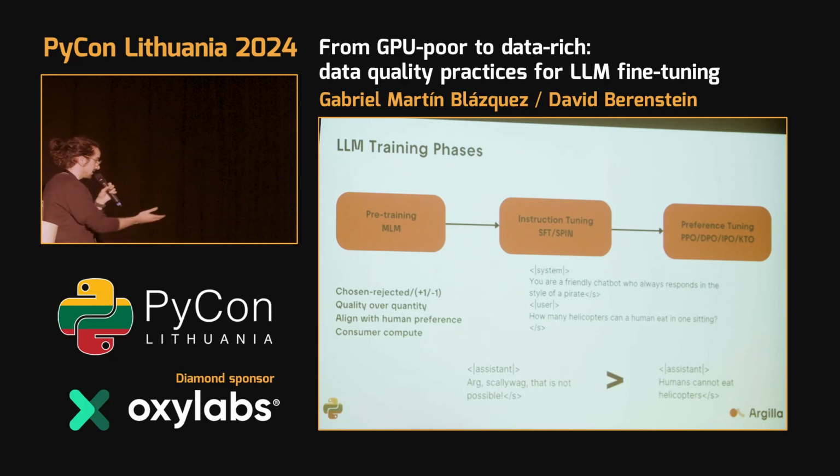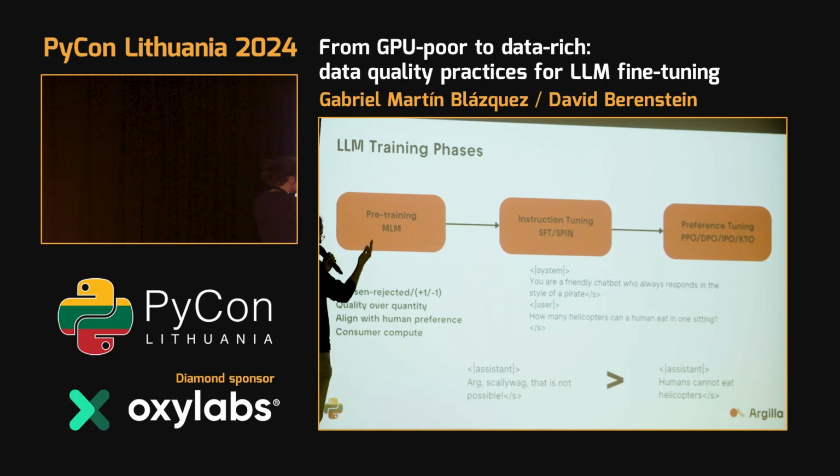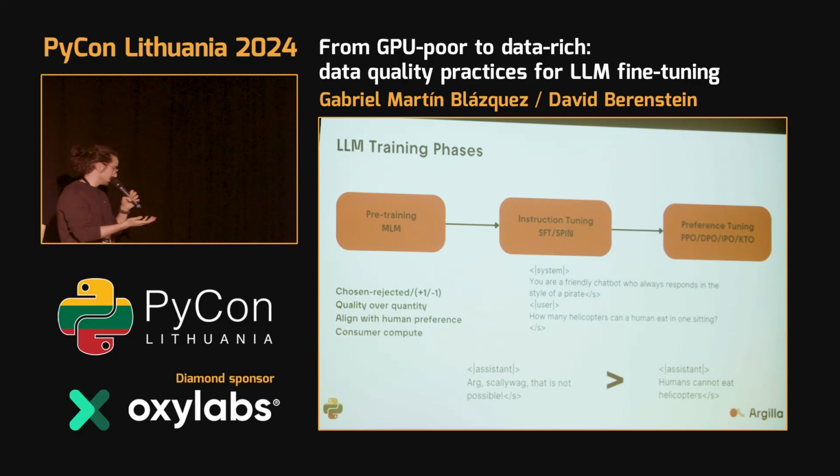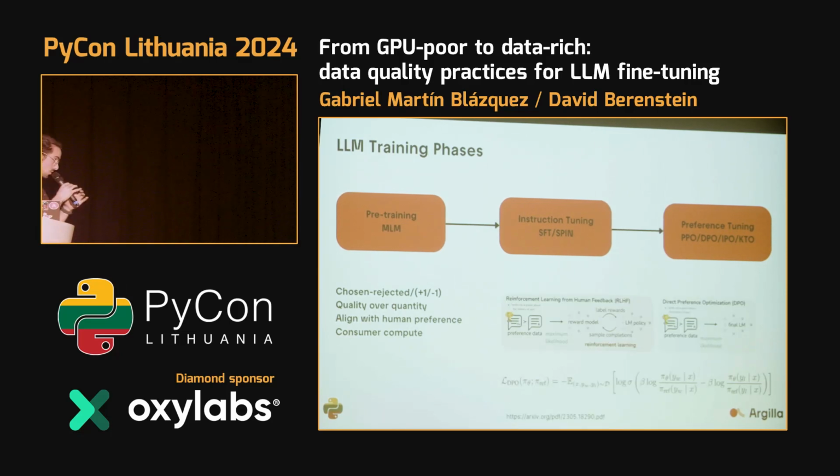In this case, it's the same assistant as before, but we want it to respond in the style of a pirate. So yeah, we prefer the one from the left, which is "argh, scallywag." That is not possible. Yeah. And how is this preference tuning done?